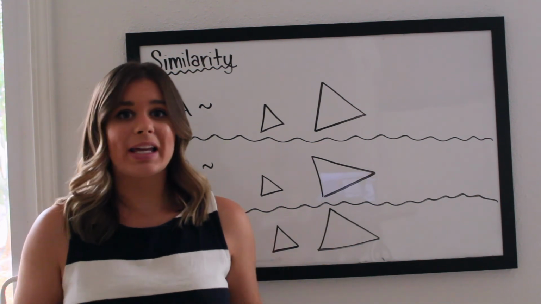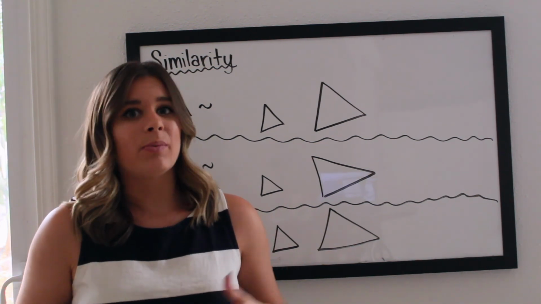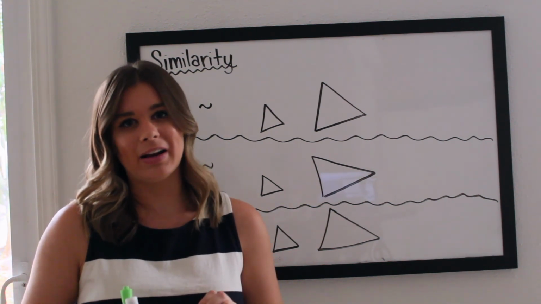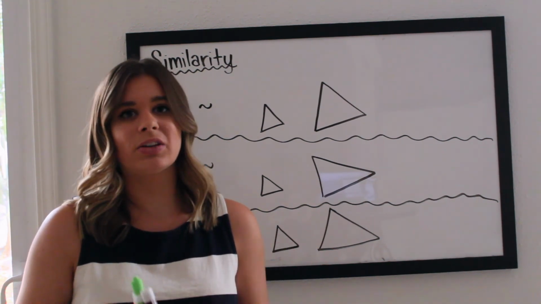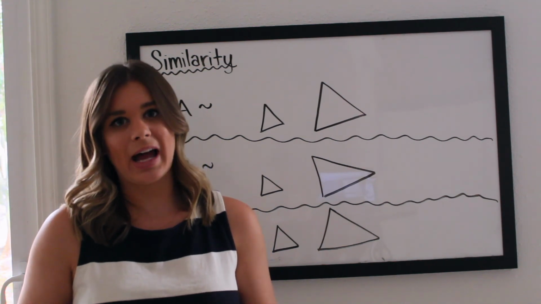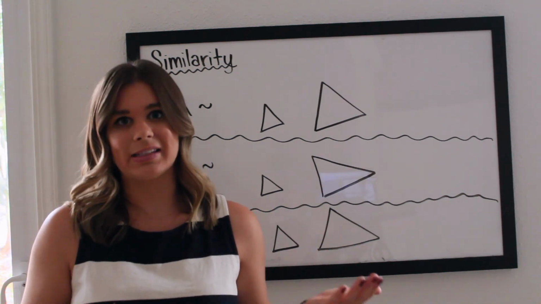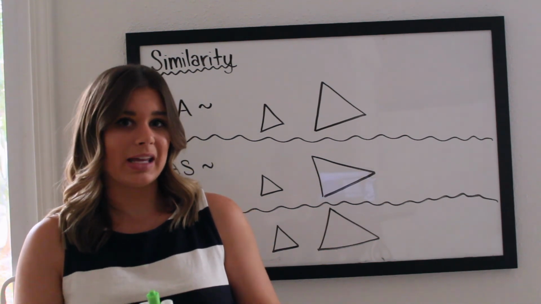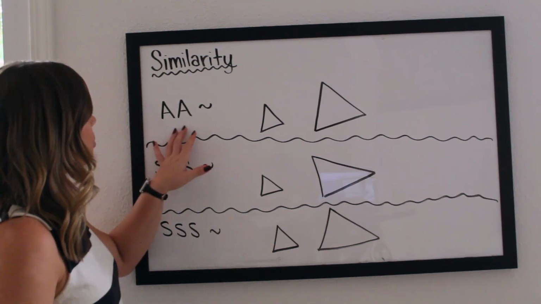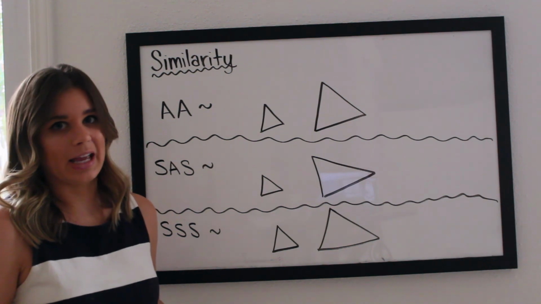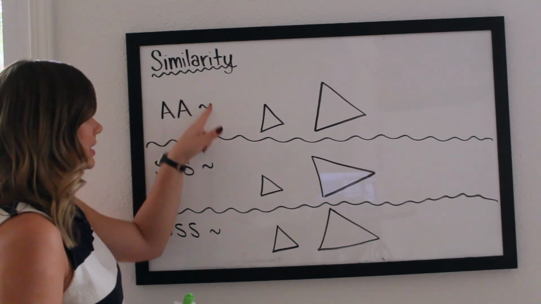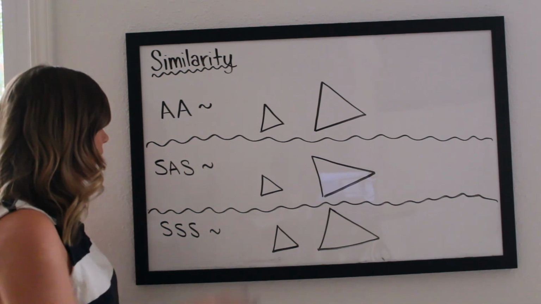However, just like in the congruence video, we talked about how you don't need to know that every single pair of corresponding angles is congruent and every single side length that corresponds has the same scale factor. The only thing that you need is either two pairs of corresponding angles, or angle-angle similarity. Notice it's not a congruent symbol this time, it's a similarity symbol.